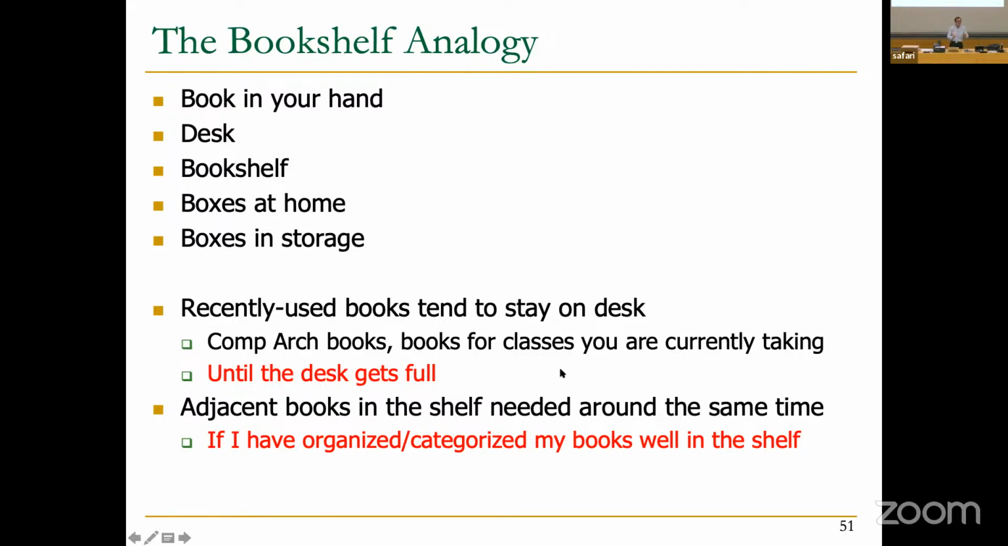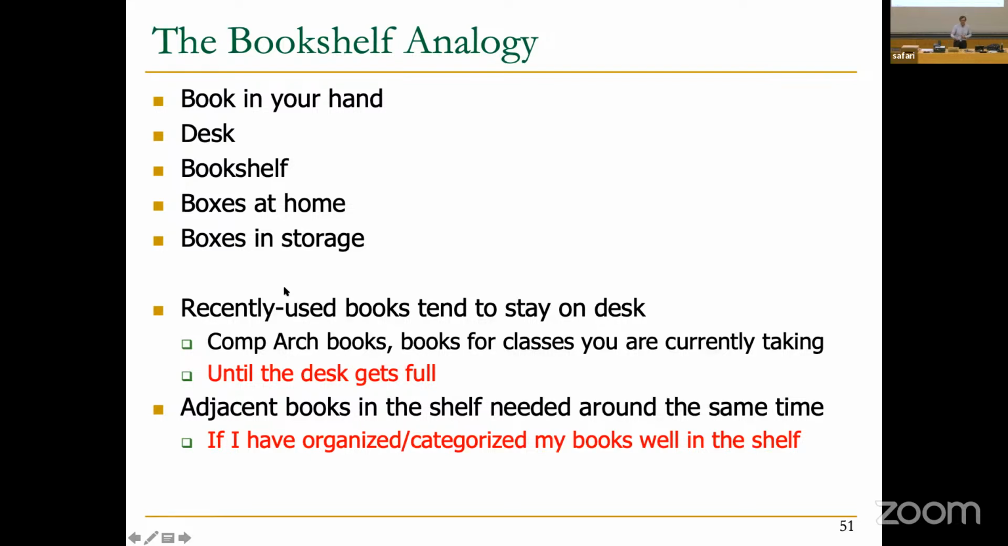Hopefully, they're not computer architecture books. Okay, but recently used books essentially tend to stay on the desk or in your hand, but your hand doesn't have, let's say, large capacity, but it has fast access. As a result, you use your hand to really work on the things that you're working on. Of course, until the desk gets full, then you actually start putting things into the bookshelf potentially, right? So that's the temporal locality, I would say. And there are capacity issues over here. But this is a very nice example of a memory hierarchy, in my opinion.